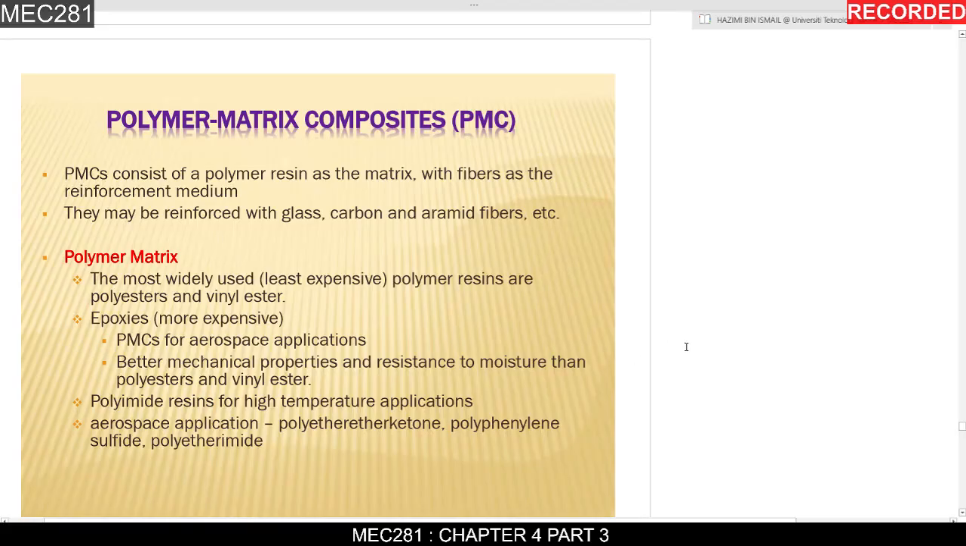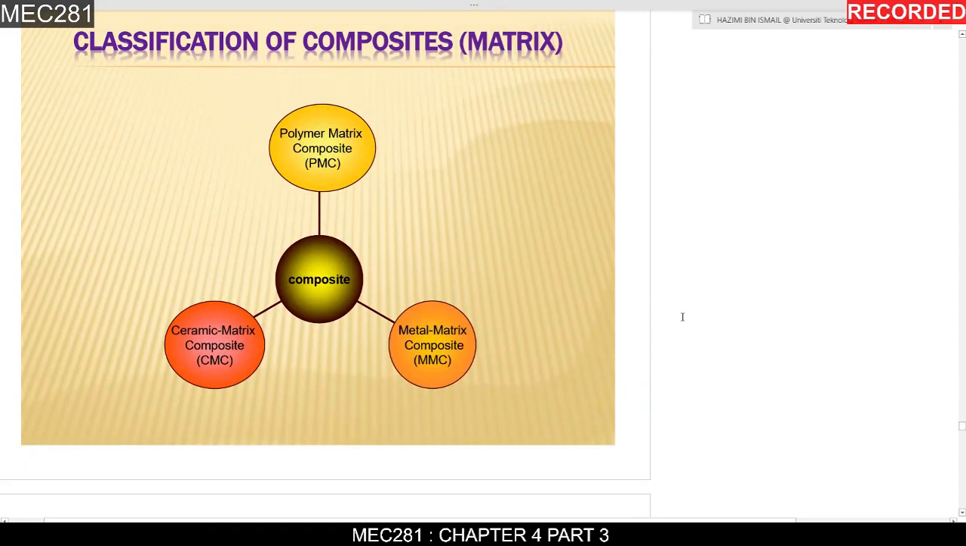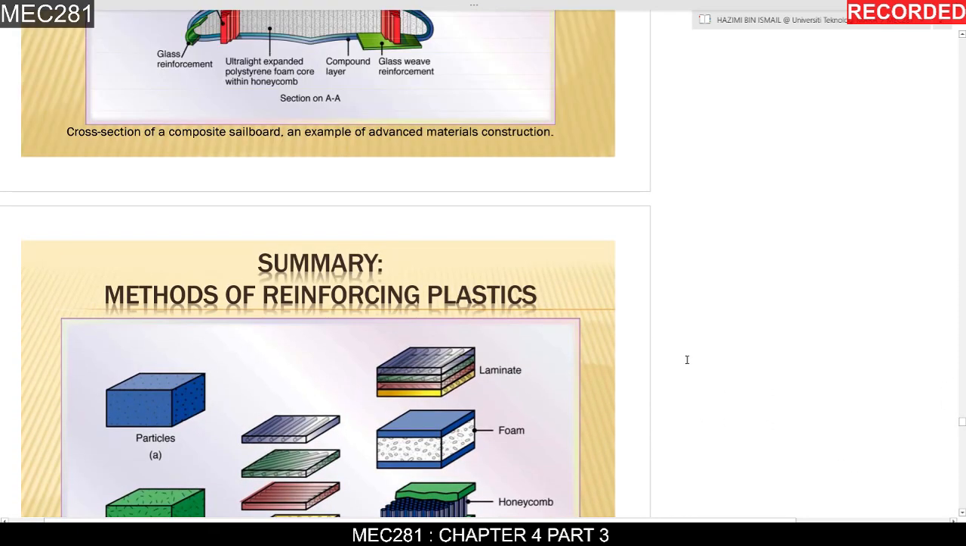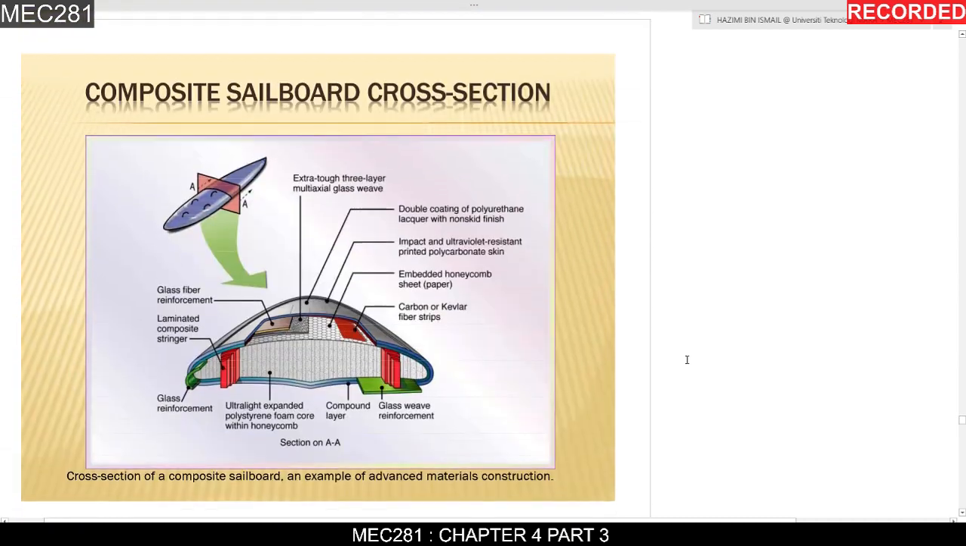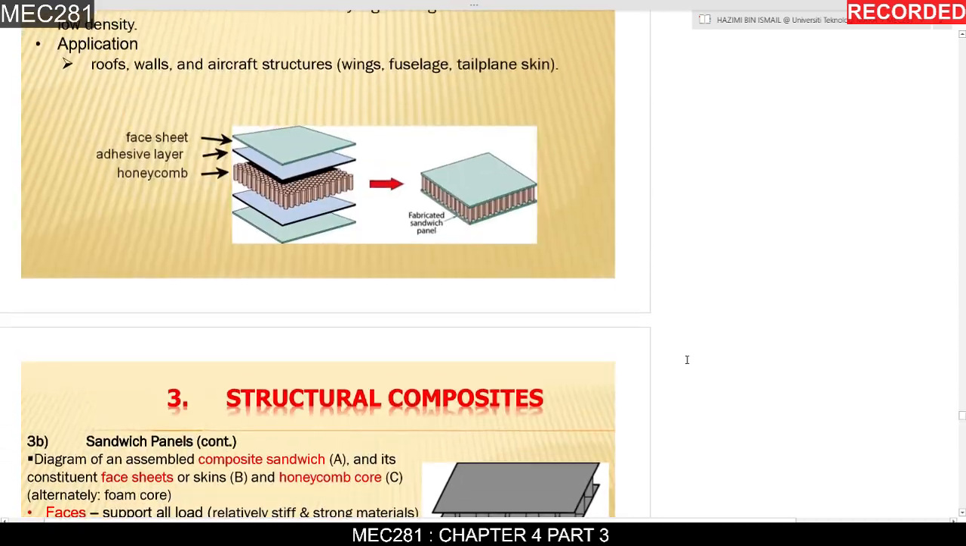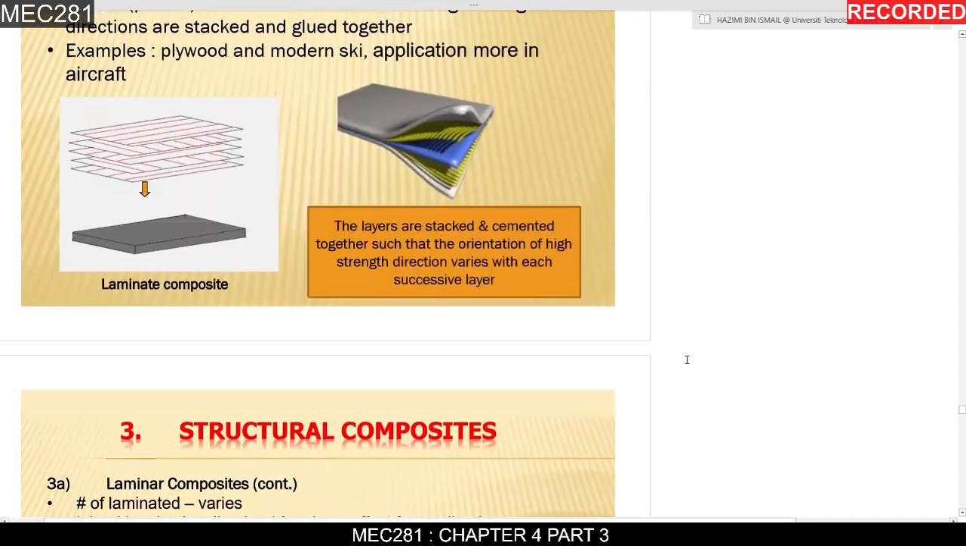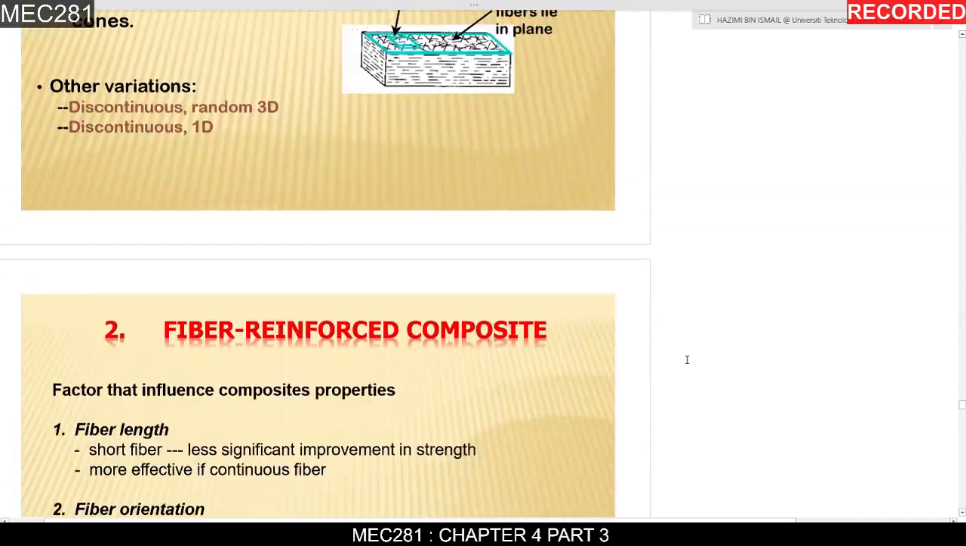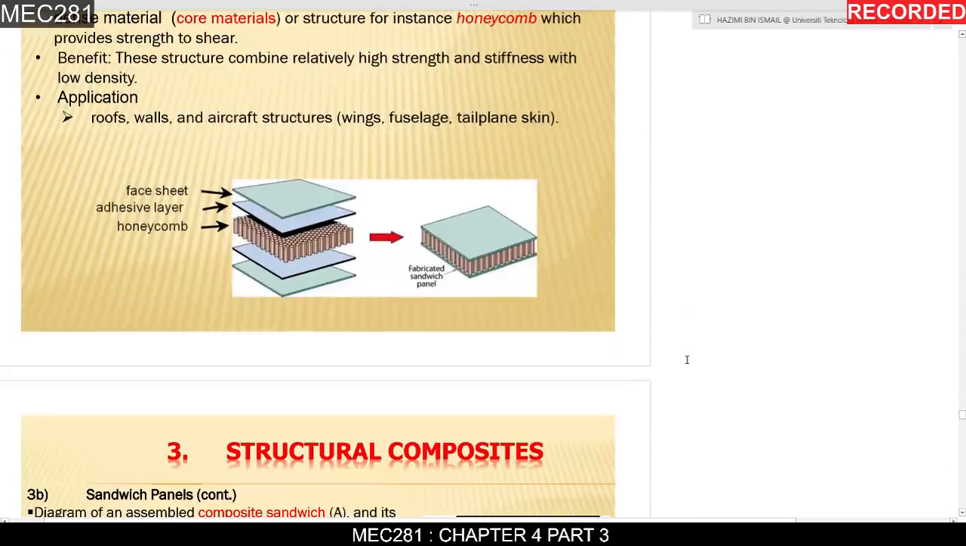Okay, let's continue. So before the break, we have learned about the 3 types of composite. The first one is particle, and then fibers reinforce, and then the third one is structural composite.